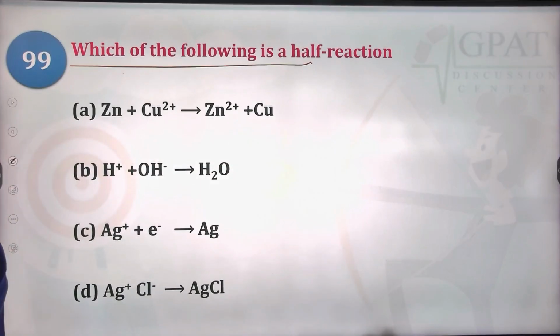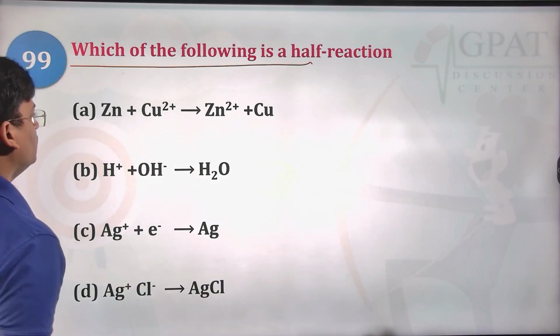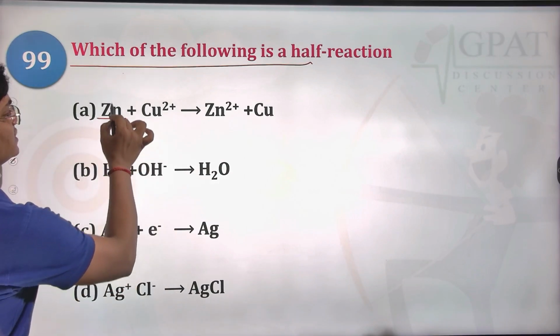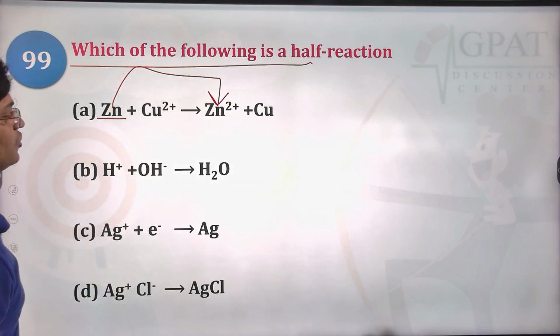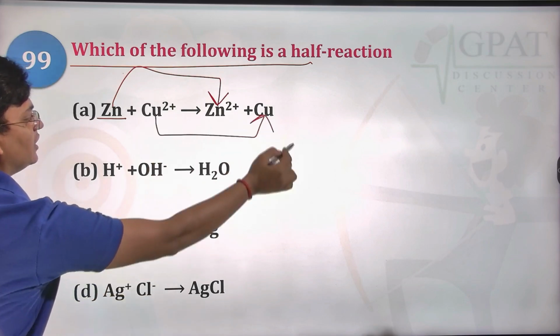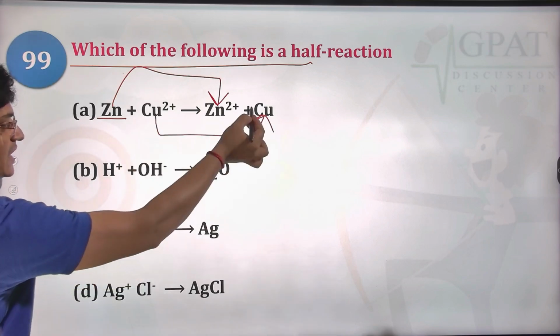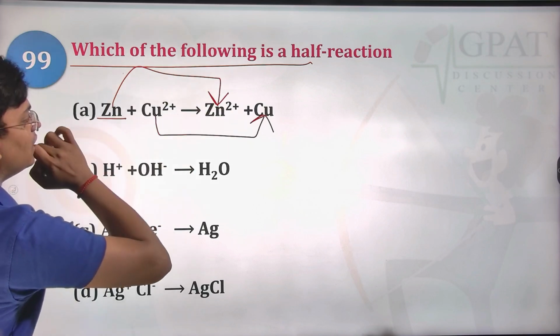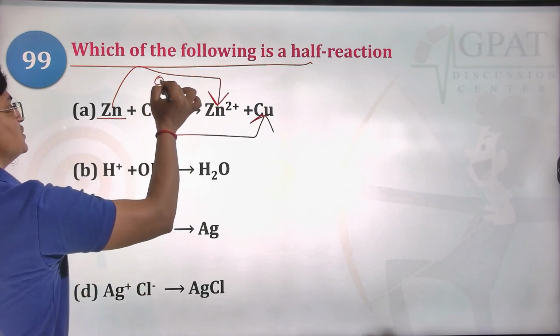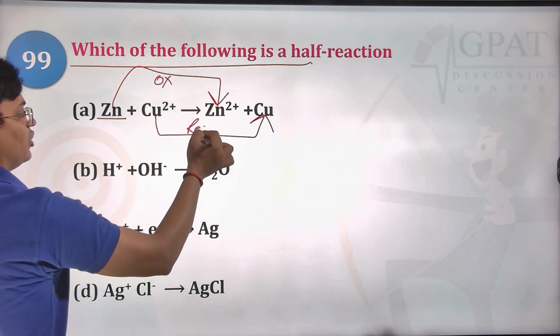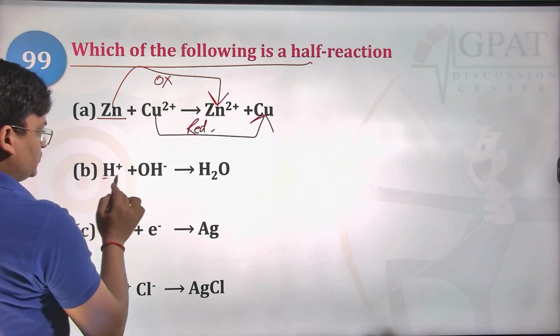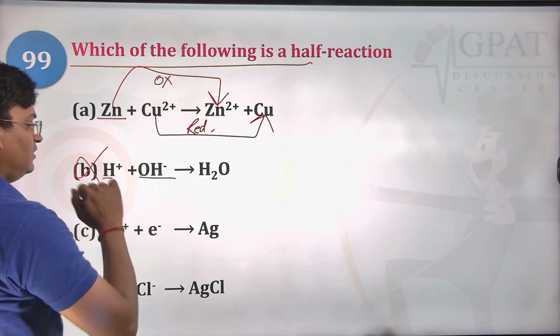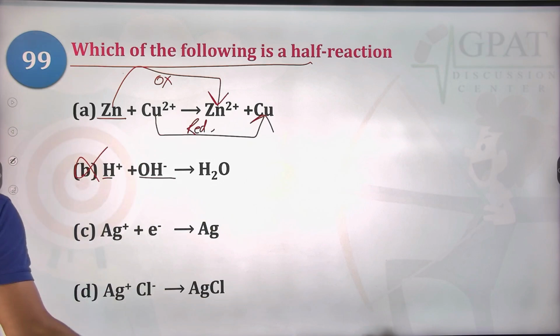A half reaction has either reduction or oxidation only. Here, zinc is losing electrons, that is oxidation, and copper is gaining electrons, so this is reduction. So this is a full reaction, the complete reaction in which there is loss of electrons, which is oxidation, and gain of electrons, which is reduction. Next we have H plus OH minus giving H2O. This is not a reaction, half or full.